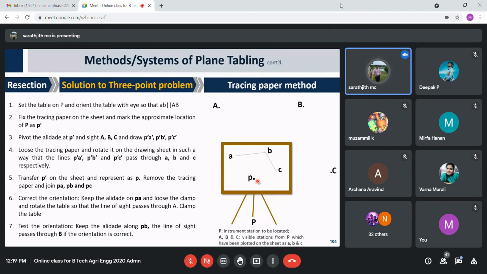So after transferring this point, how do you transfer? You can insert a pin over there so that you will have that particular mark on the drawing sheet, and you can label it as point P. After that, you can remove the tracing paper and join PA, PB, and PC.